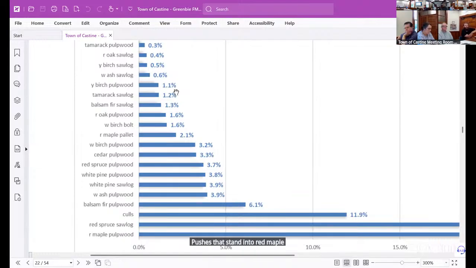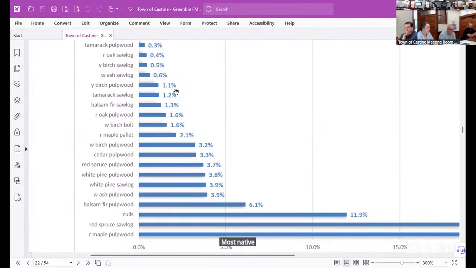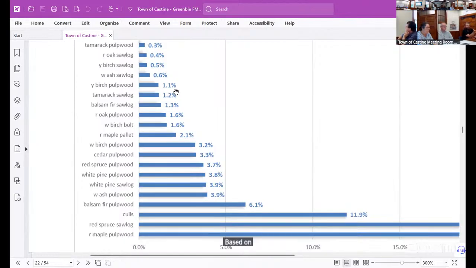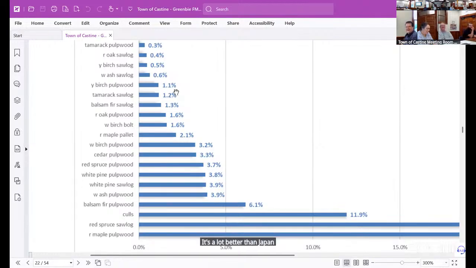I also want to be very clear, red maple is not an invasive. Red maple is one of our most native maple species. It's just a short-lived species that doesn't often have high economic value, which is why, based on landowner objectives, if you're at least partially worried about a financial driver, seeing a lot of red maple pulpwood is not what you're looking for. It's a lot better than Japanese barberry.